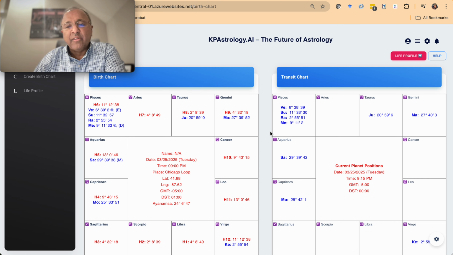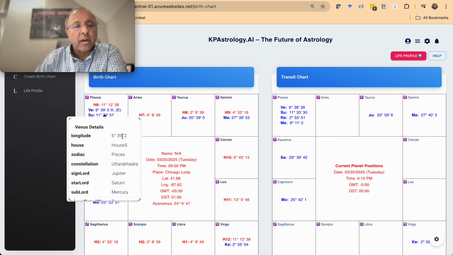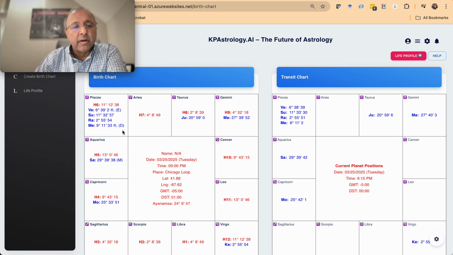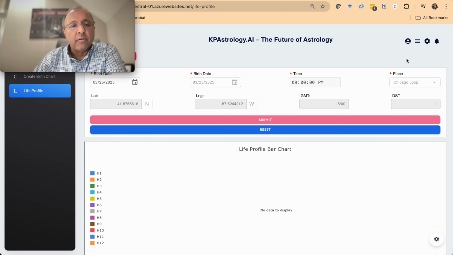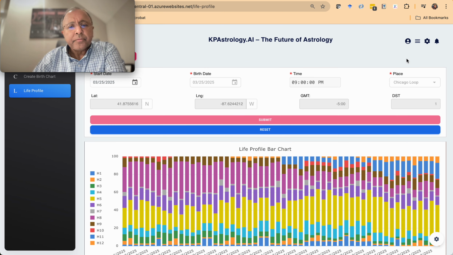And of course, since the transit and the current chart are the same, you can see they're exactly in the same position. But Venus is exalted, it's also retrograde, and Mercury is debilitated in Pisces because it's exalted in Virgo, right? So it's reflecting the chart. Let's click on the life profile chart for a second.